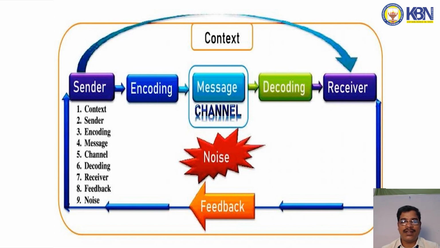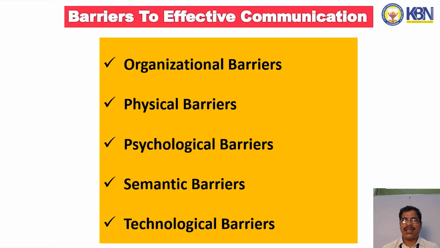When the receiver is giving feedback to the sender, it may be done in the form of verbal and non-verbal, both of which we can easily use to give feedback to the sender. So sender, encoding, message, decoding, receiver, these are the stages where the communication process can happen in the organizational context. And what restricts us from having effective communication? What are the barriers to effective communication?